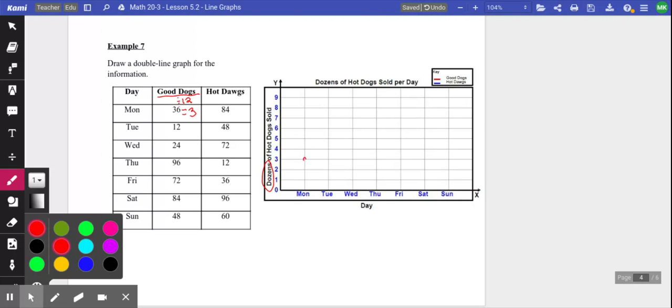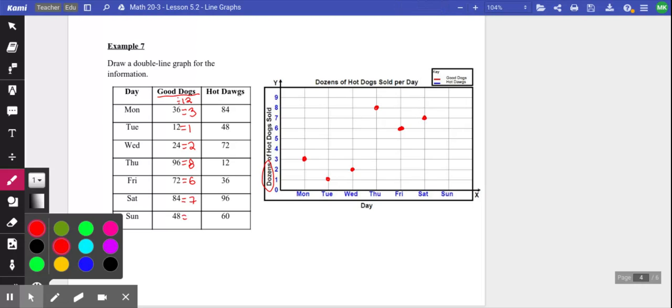So on Monday, there was 3 dozen. On Tuesday, there was 1 dozen. On Wednesday, there was 2 dozen. I'm getting these numbers because I'm dividing by 12. On Thursday, there was, I think, 8 dozen. Yeah, it is. I did not trust myself. On Friday, there was 6 dozen. On Saturday, there was 7 dozen.